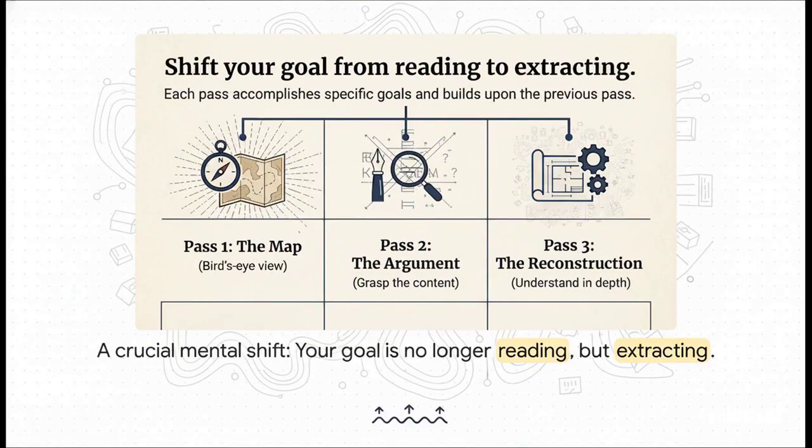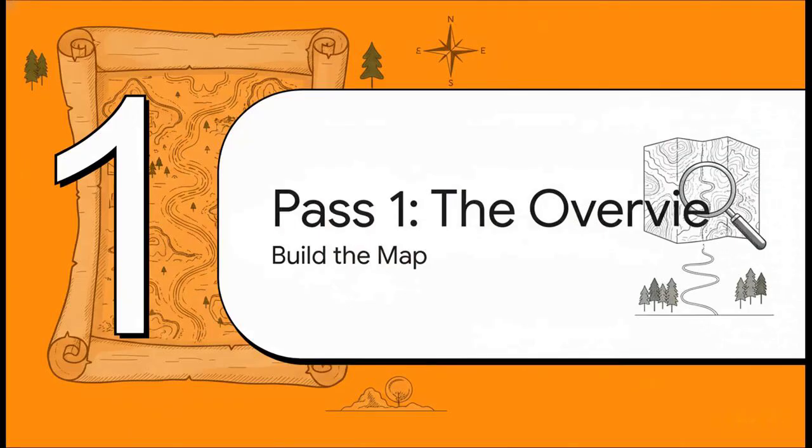Your goal isn't just to read anymore. Your new goal is to extract information. And you're going to do it in 3 totally separate stages, or passes, each one building on the last. First, the map, then the argument, and finally, the reconstruction. So let's get into it.